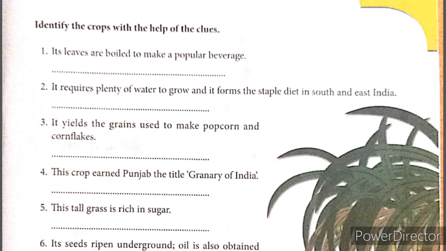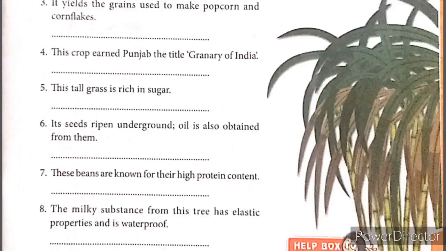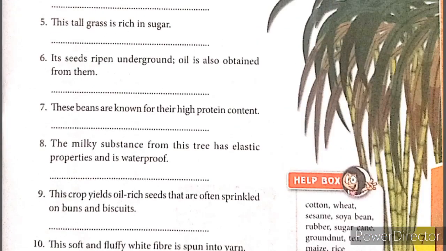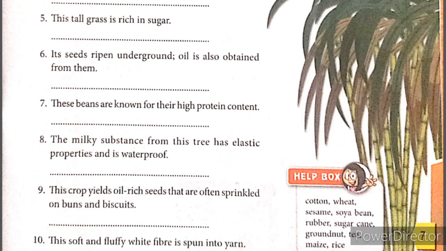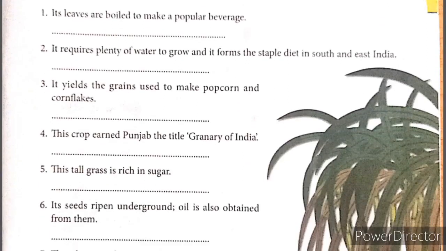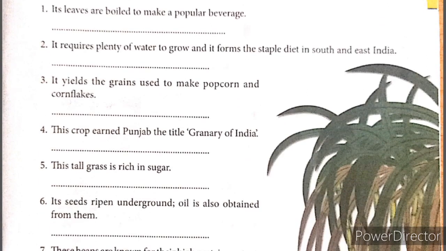So let's here identify the crop with the help of the clue. So here already a help box is given to you. So what you will do, by using the help box you can find out the crop. So see, leaves are boiled to make a popular beverage.